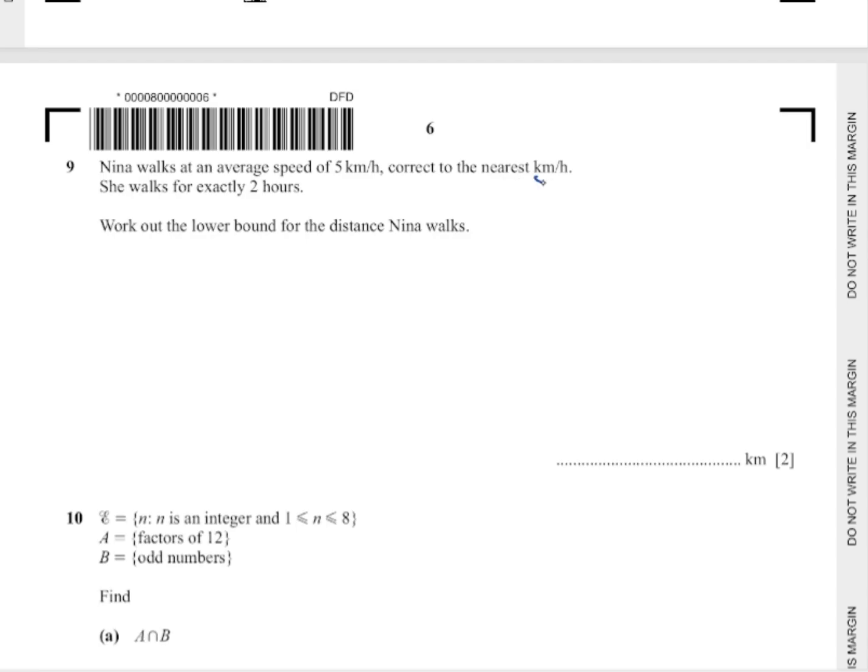9. Nina walks at an average speed of 5 kilometers per hour, correct to the nearest kilometer per hour. She walks for exactly 2 hours. Work out the lower bound for the distance Nina walks.